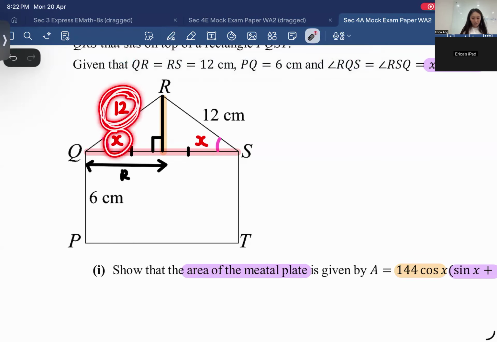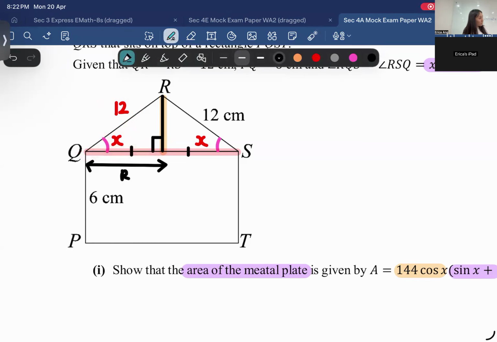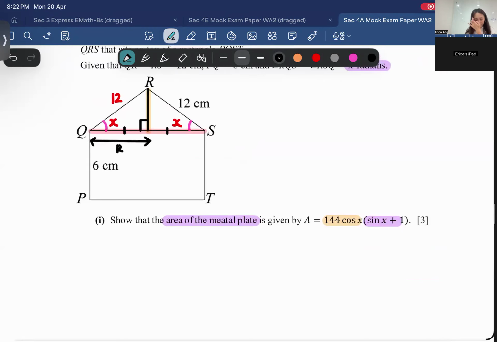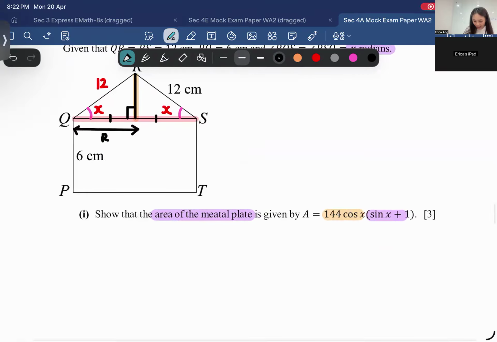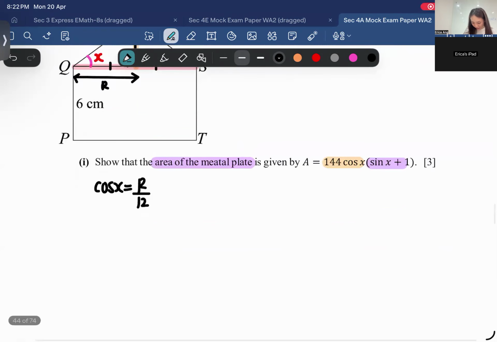I want you to use the hypotenuse. So according to x, this is your adjacent or opposite. So which trigo you want to use? Sine. Cosine. So cosine x, everybody. Cosine x equals r over 12. Can you all find r or not? Okay, Rian, what is r equals to? Cos... 12 cosine x. Good job.